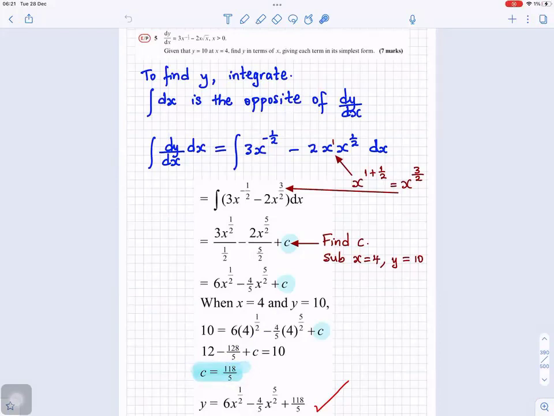Now you can write your equation. y equals 6x to the power half minus 4 over 5 x to the power 5 over 2 plus c, which is 118 over 5. So you've done two things: integrate, find c afterwards.